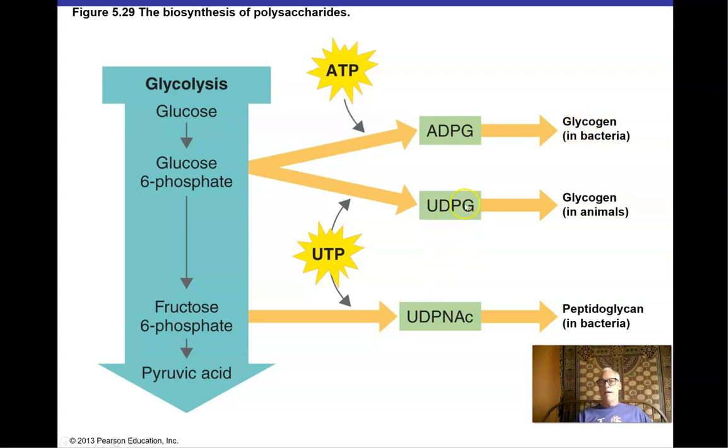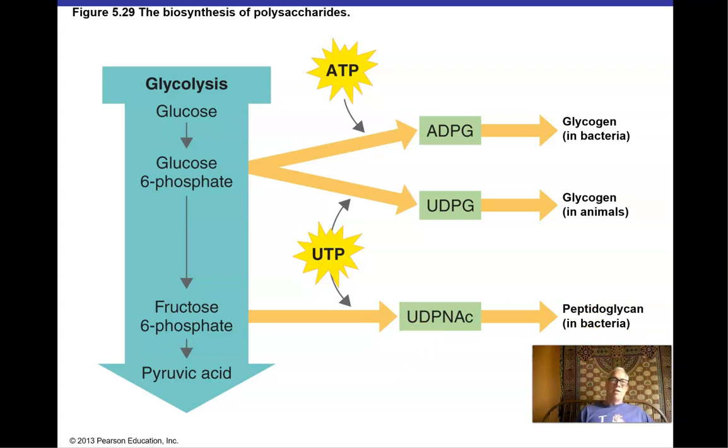Some microbes or animal cells use UDP glucose. Don't even worry about that. UTP versus ATP. Uracil is just a unique nucleotide sugar-making starting material. We're not going to go into that at all. Peptidoglycan is the bacterial cell wall. You need a different starting material to produce the polysaccharides in that. So I don't want to spend any more time than that on that.